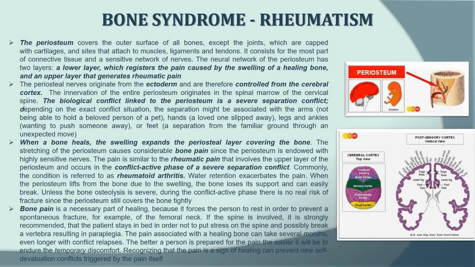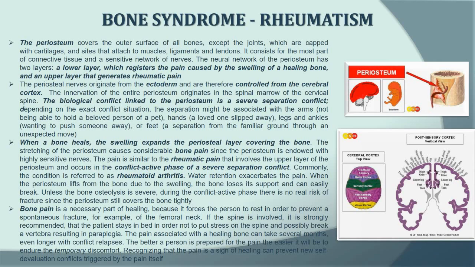The innervation of the entire periosteum originates in the spinal marrow of the cervical spine. The biological conflict linked to the periosteum is a severe separation conflict. Depending on the exact conflict situation, the separation might be associated with the arms, so not being able to hold a beloved person or a pet, your hands, a loved one slipped away, your legs and ankles, wanting to push someone away, or your feet from a separation from the familiar ground through an unexpected move.